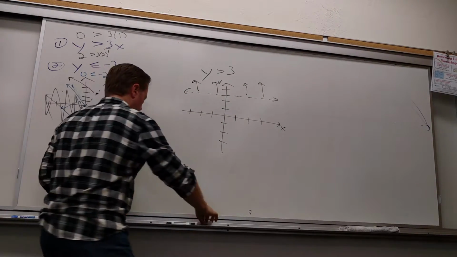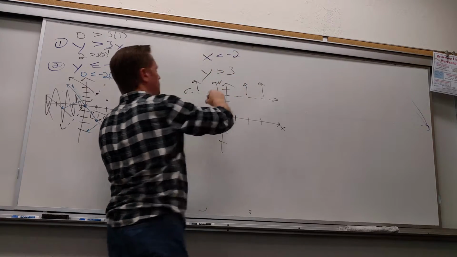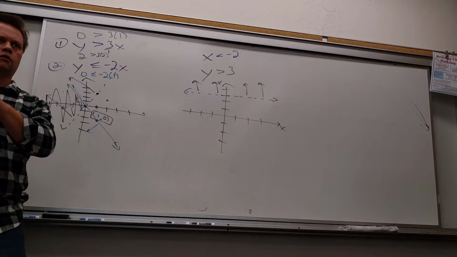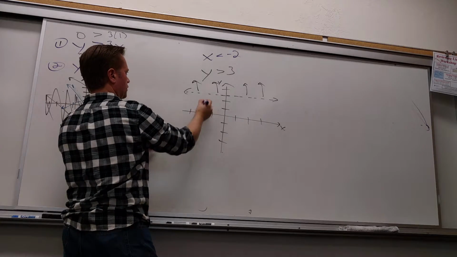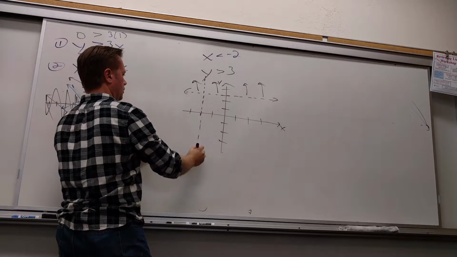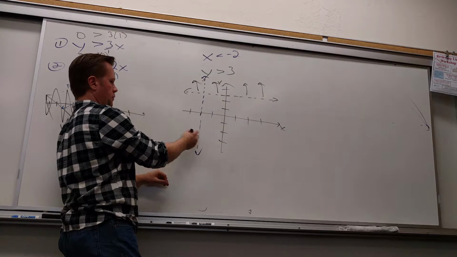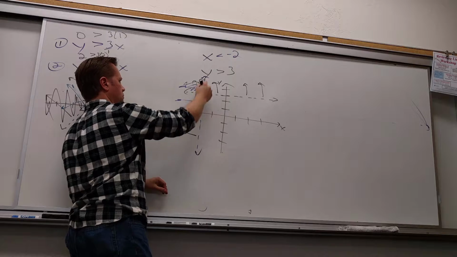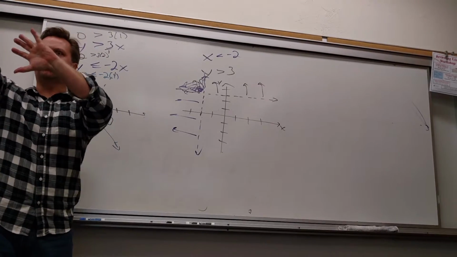If there's another one that was x is less than negative 2, well, what's x equals negative 2 look like? Vertical. At negative 2. So here's negative 2. It would be like this. And where are the x's less than negative 2? Back this way. So my answers would be in that corner. It actually goes forever, but that corner would be the answers.